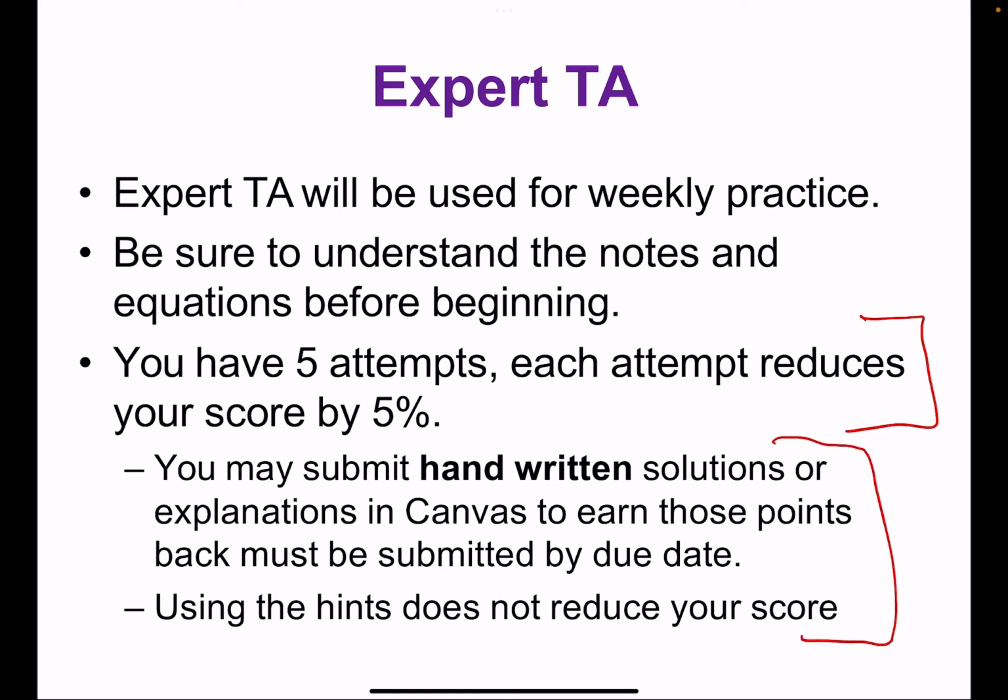However, if you submit handwritten solutions to the ones that you got incorrect, I will give you back those 5%. So let's say you weren't sure what to do, and so you got one wrong, and you ended up using 2 or 3 attempts. So if you use 3 attempts, you're going to lose 15% just on that question, not on the whole thing.